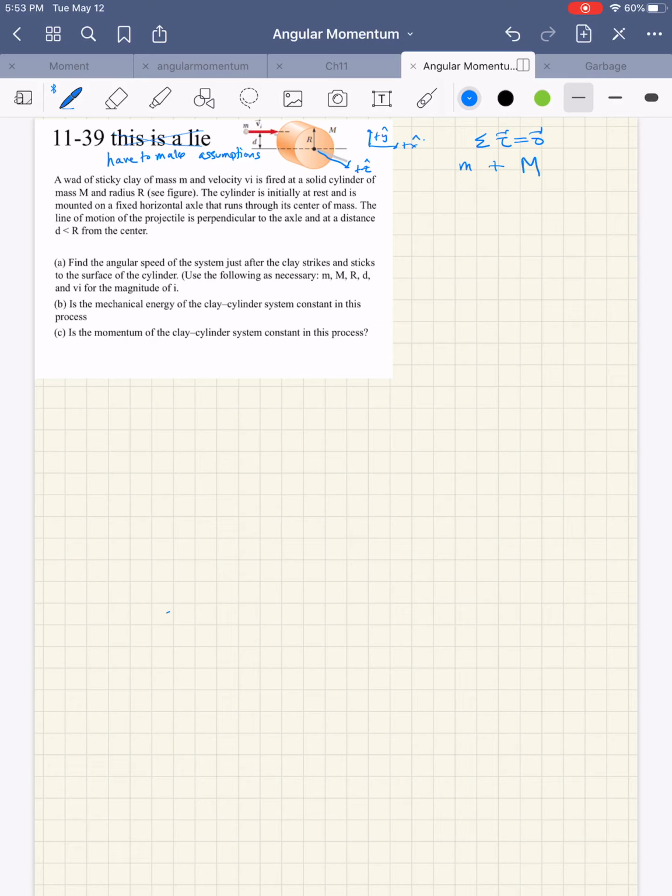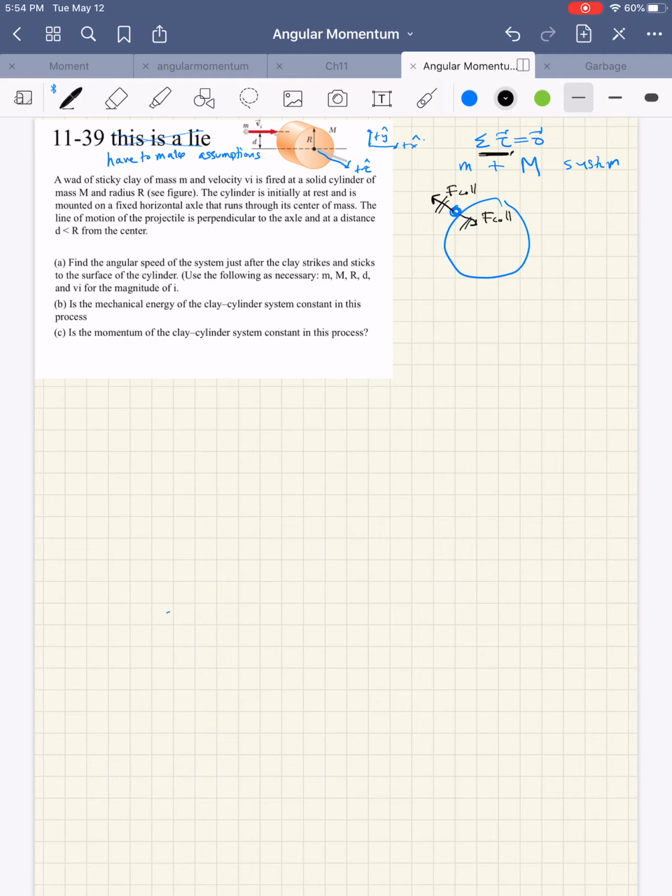Big M is the mass of the cylinder, little m is the mass of the clay, is my system. And then, presumably, as the clay is hitting the cylinder, there's going to be a force of the collision acting on the big cylinder, but there'll be the equal and opposite force of collision acting on the mass, m, the clay. So these will cancel out, become internal forces to the system, and that means that they're also not going to contribute to the torque.